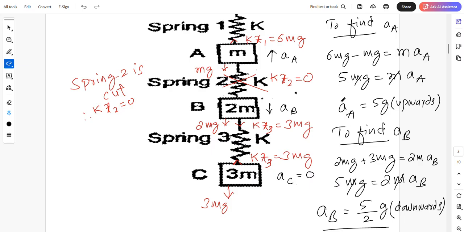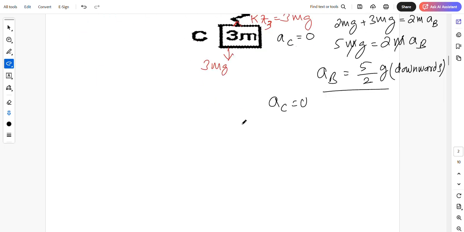Now find the accelerations of the different blocks, whatever they are given. Let us go to the next problem.